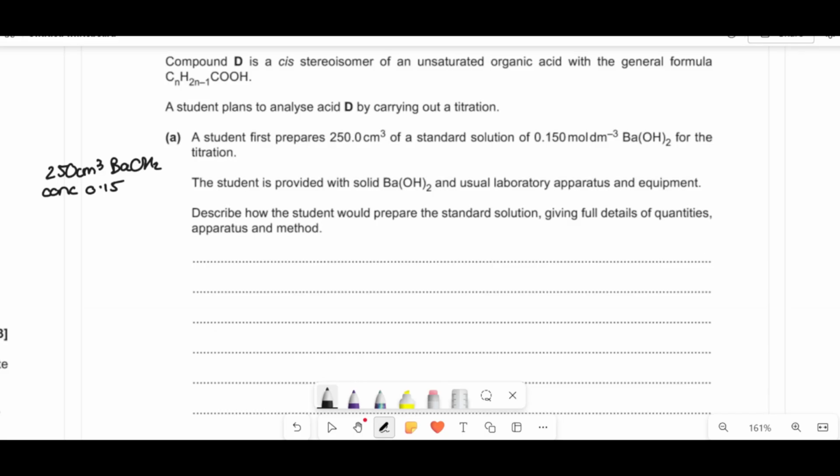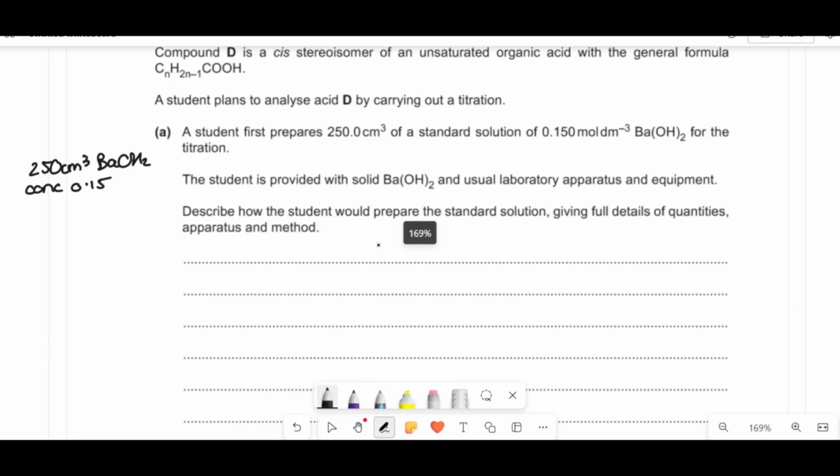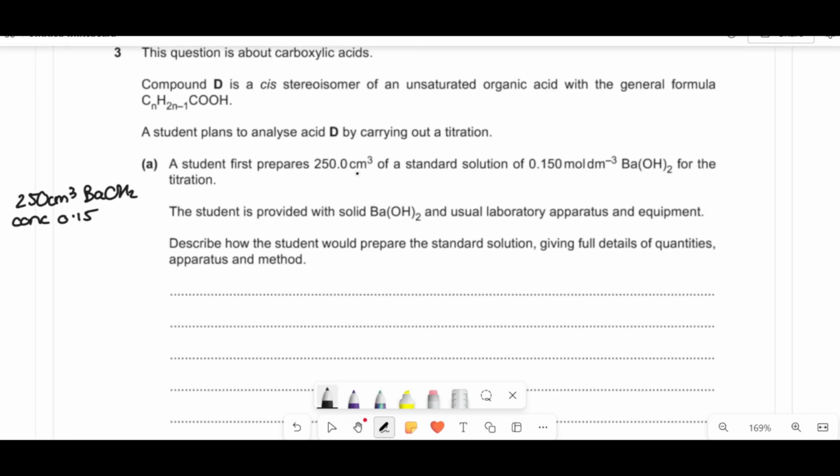Okay, fine. What we first need to do is work out how much of everything we need, in order to do anything else. Otherwise, we can't really go ahead and do the rest of this. Here, they've been given solid Ba(OH)2. We need to figure out what mass of Ba(OH)2 we're going to need.